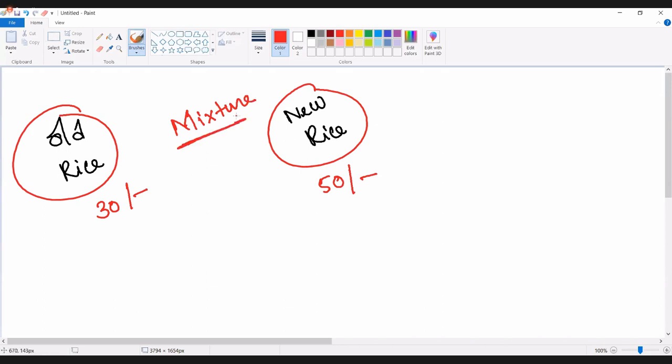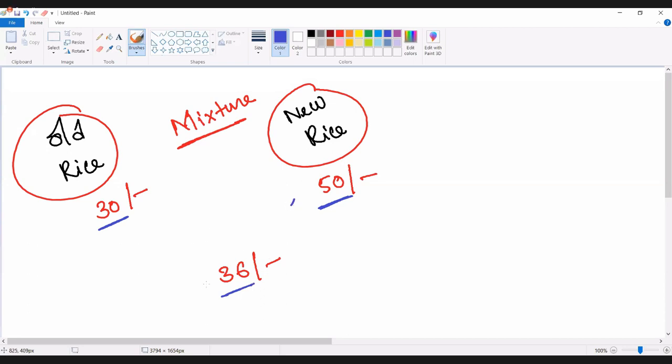This mixture is sold at 36 rupees. In what ratio the old rice and new rice are mixed is the question. So now you just need to observe: old rice cost is 30 rupees per kg, new rice cost is 50 rupees per kg. In what ratio are the old rice and new rice mixed so that the final mixture is going to be 36 rupees per kg?